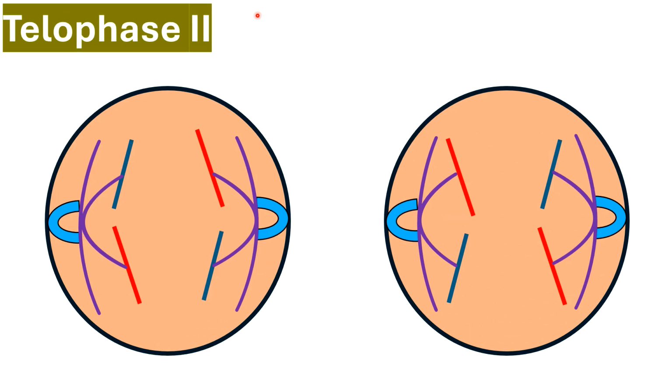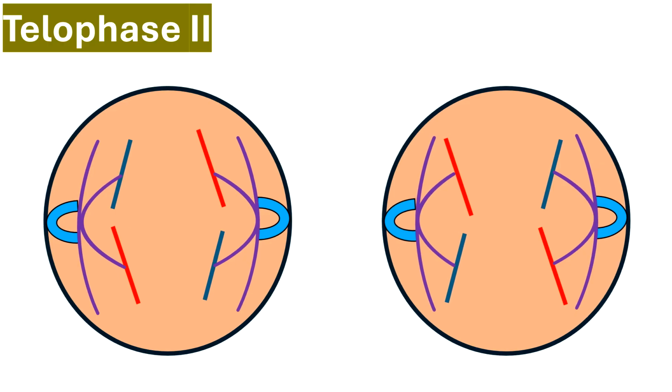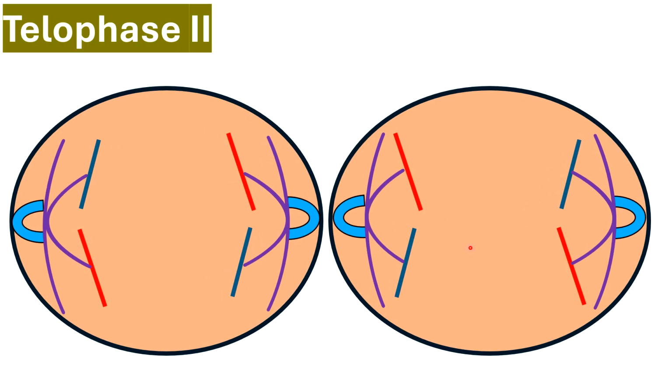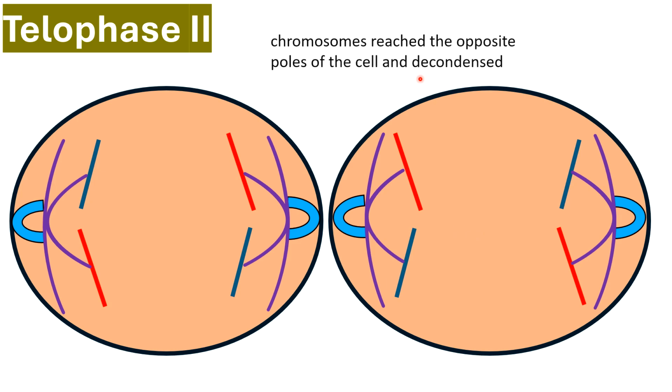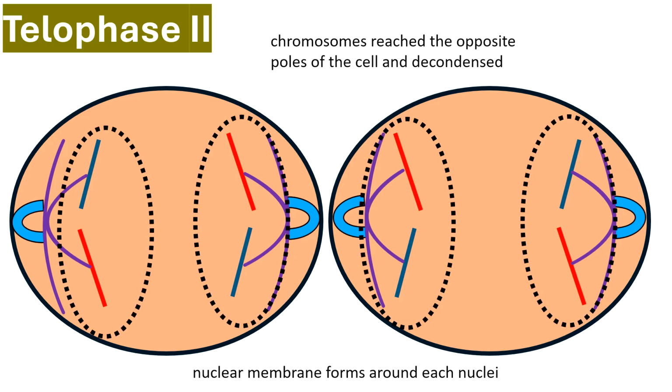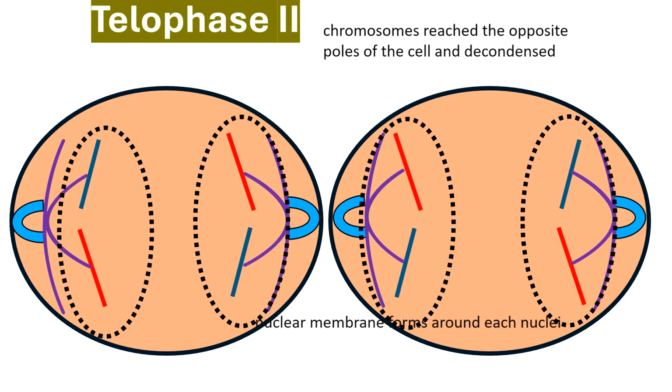Anyways, telophase 2. Again, the cells elongate. Well, now it's cells. Before it used to be one cell in telophase 1. The chromosomes reach the opposite poles of the cells and decondense, and the nuclear membrane forms around each nucleus. What happens next? You guessed it.